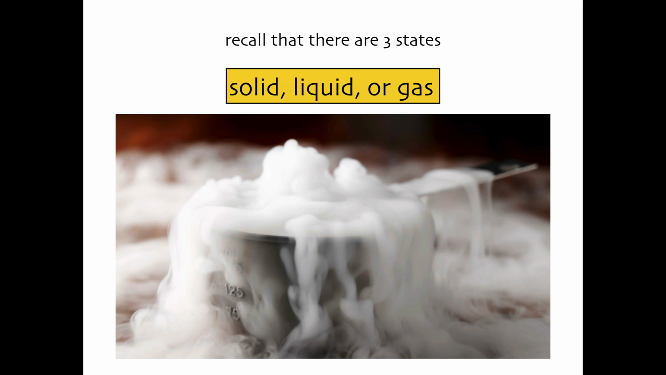So there are three states. There are solids, liquids, and gases. This chapter is dedicated to gases. And here you have a picture of, do you know what it is? Yes, it's carbon dioxide. This is solid carbon dioxide, or dry ice. This is stuff that you can buy at your local market.